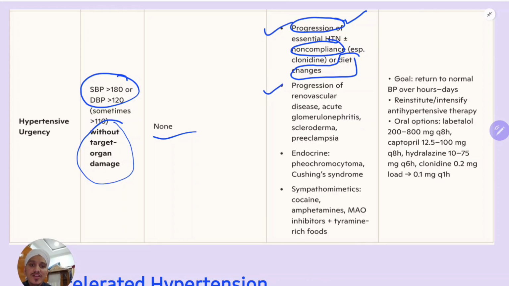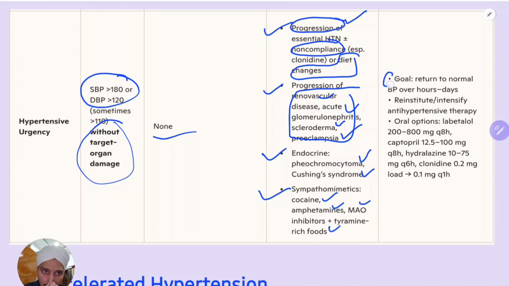Second, progression of renovascular disease. It means if the BP is due to a secondary cause, then there can be progression of renovascular disease, or acute glomerulonephritis, or some connective tissue disorder like scleroderma, or pre-eclampsia. These are secondary causes which cause hypertension, so progression of the secondary causes increases the BP. Third, endocrine causes: pheochromocytoma, Cushing syndrome, and sympathomimetics. The patient may be taking cocaine, amphetamine, MAO inhibitors, or tyramine rich foods.